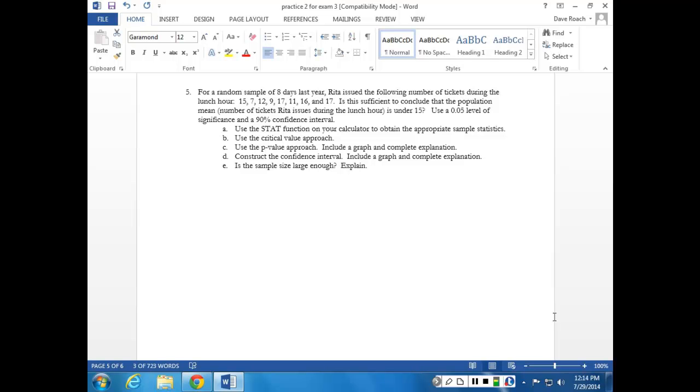Come on, guys. You've heard that song, right? The Beatles? Okay, well, anyway. There's a song, it's on the album Revolver, about Rita the meter maid.